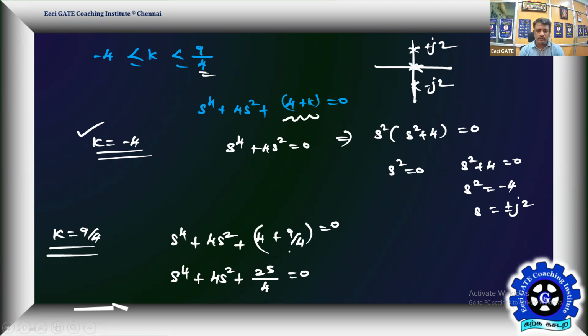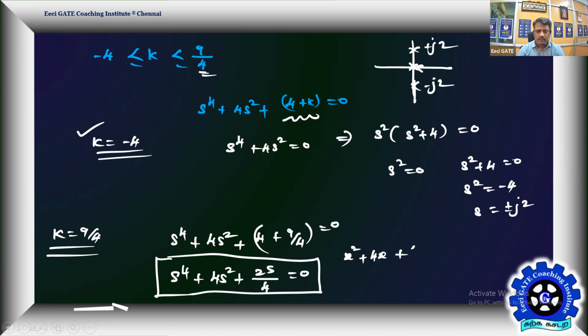K equal to 9 by 4. So 16 plus 9, 25, it's correct. So then you may write it as, only you have to check this. Okay. So I can write it as x square plus 4x plus 25 by 4.